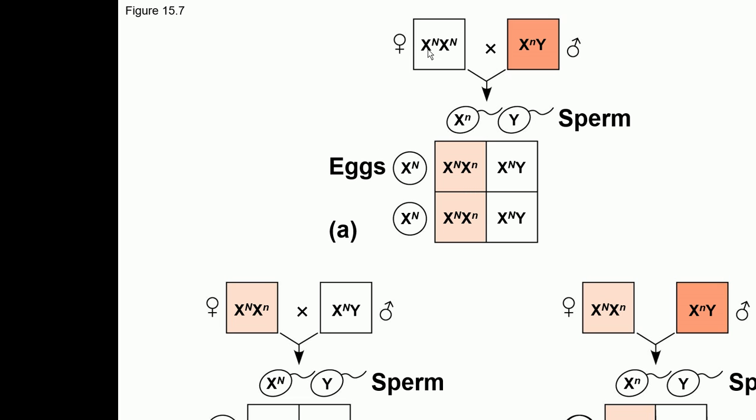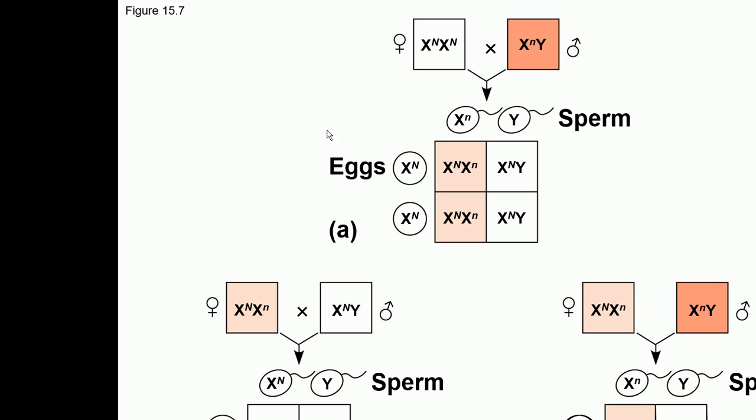So if mating takes place between this female and this male, let's see what the next generation will be. This female is going to form gametes, which are eggs. All the eggs formed from this mother will be X chromosome with the normal allele. From this father, two kinds of sperm will be formed. One will be X chromosome with the mutant allele, and another sperm will carry the Y chromosome.